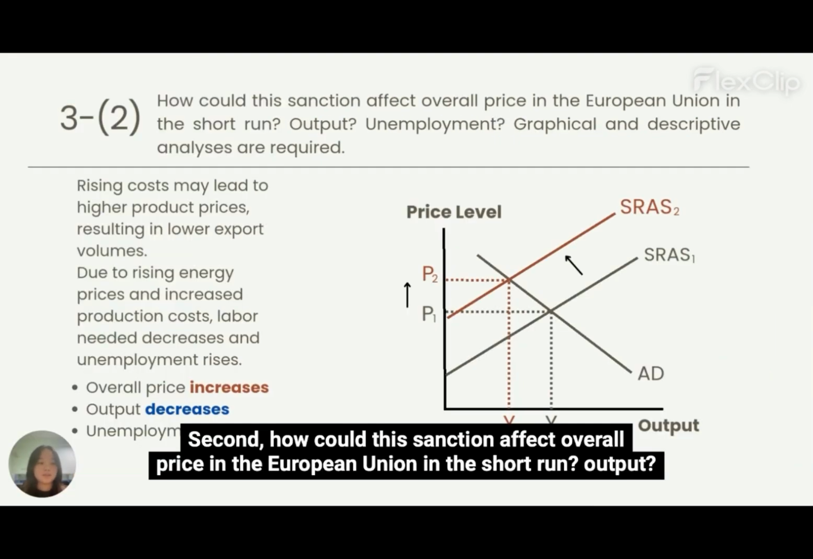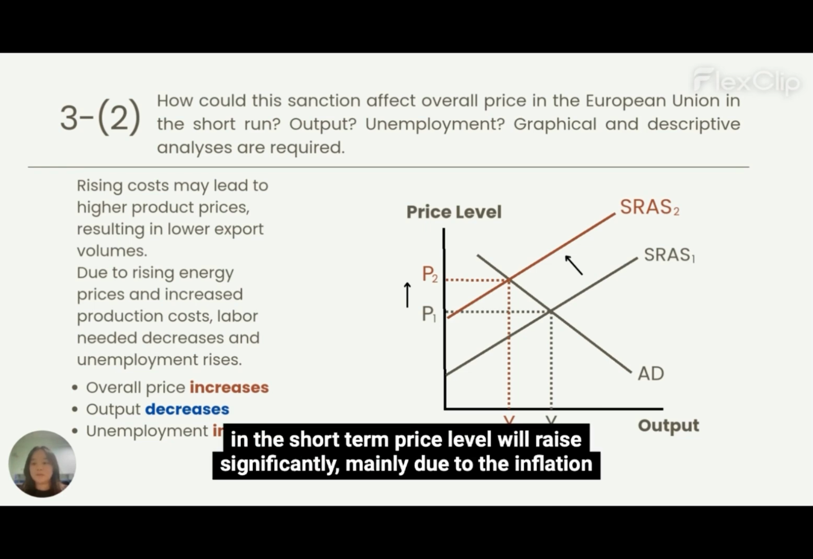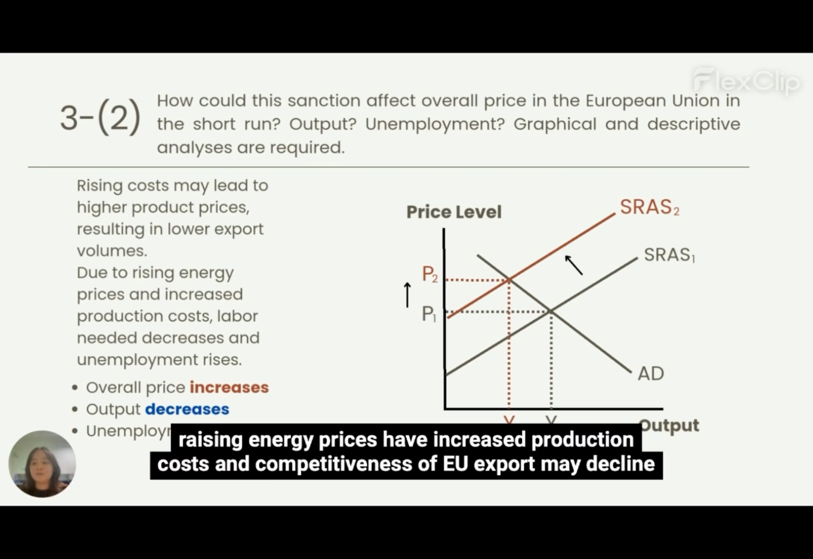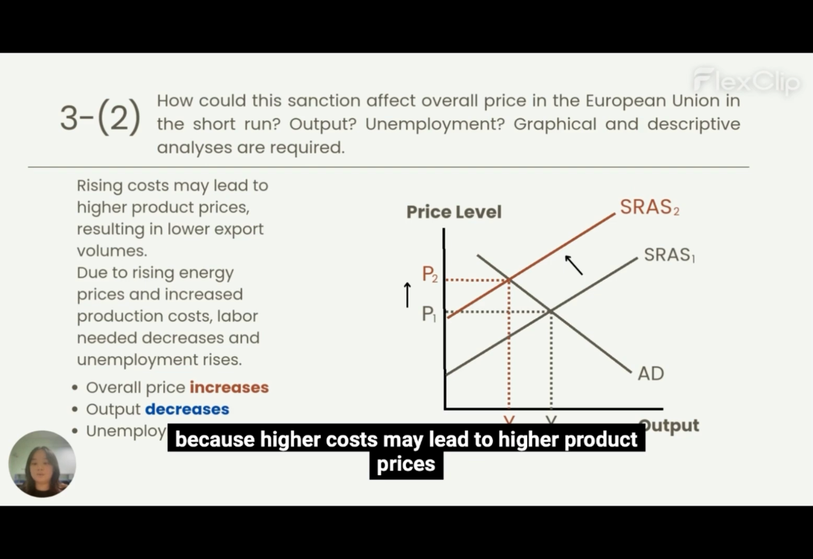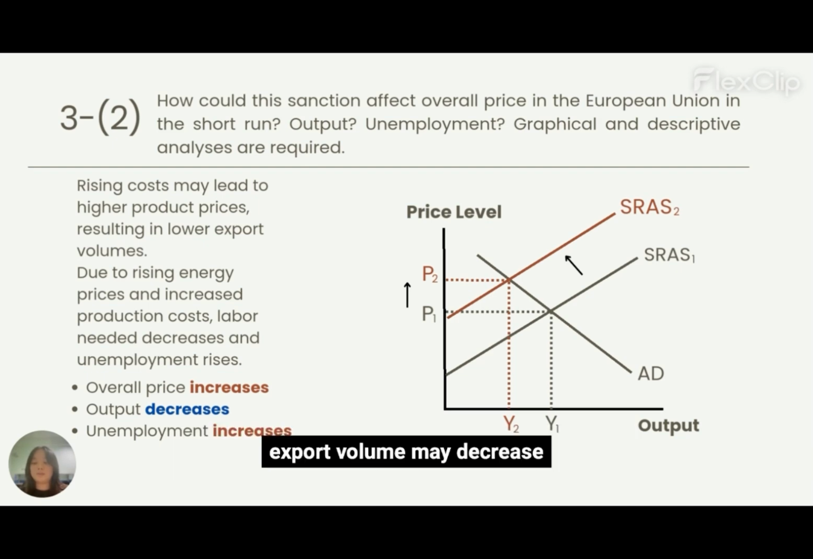Second, how could this sanction affect the overall price in the European Union in the short run, output and unemployment? In terms of price, in the short term, the price level will rise significantly, mainly due to the inflation caused by rising energy prices. On the export side, rising energy prices have increased production costs, and the competitiveness of EU exports may decline because higher costs may lead to higher product prices. If EU exports become more expensive and less competitive relative to other countries' products, export volume may decrease.